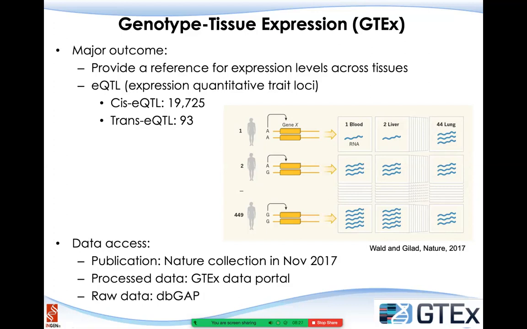The processed data are available from the GTEx data portal, and the raw data, the original sequencing data, people can find in dbGaP, which we will introduce later as well.